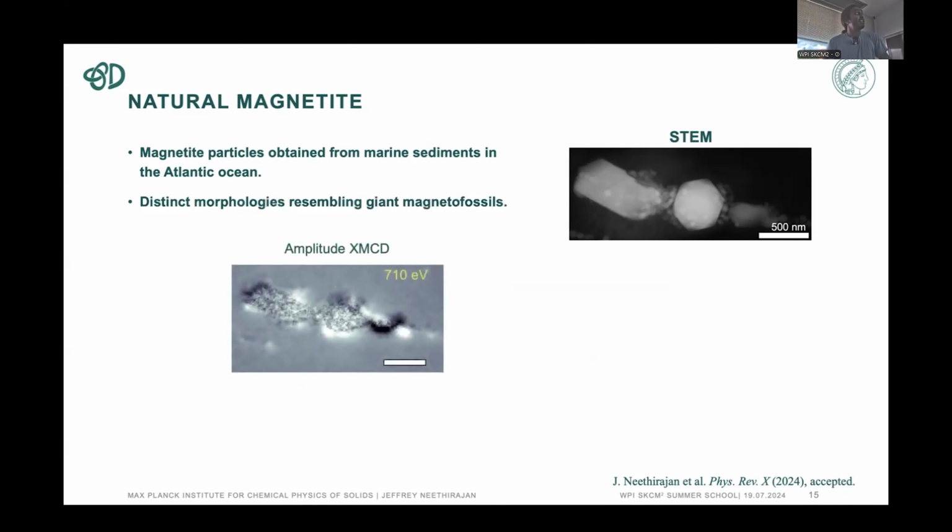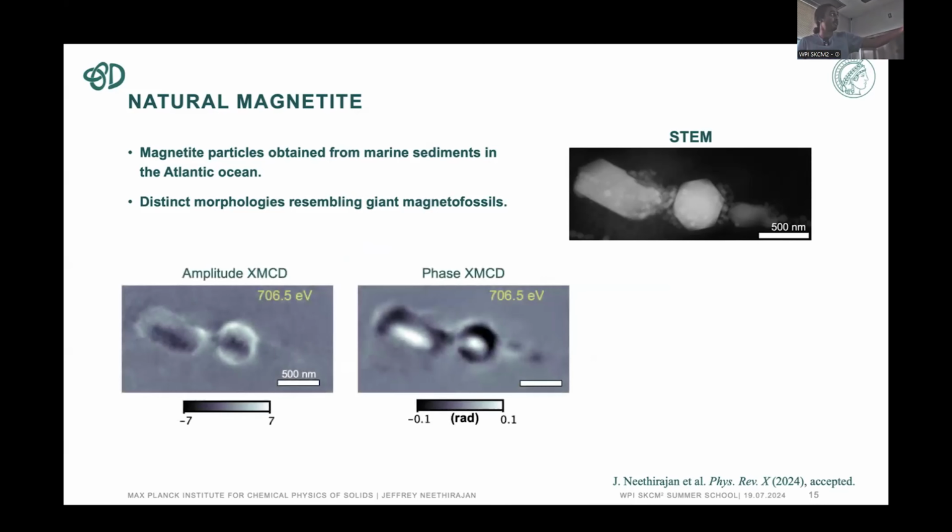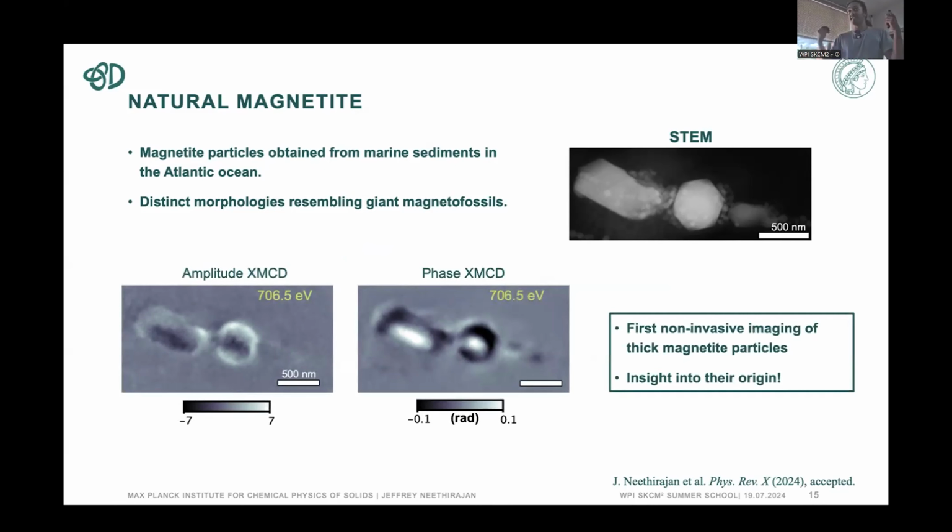And again, on resonance, when we take an image using a conventional technique, this is what you see over here. In the center, you see mostly noise. The scale over here is 500 nanometers. But when you start using the pre-edge phase imaging technique, you obtain these beautiful vortex-like structures in these samples. And this is actually one of the first times that people were able to look into the magnetic structure of these particles non-invasively.